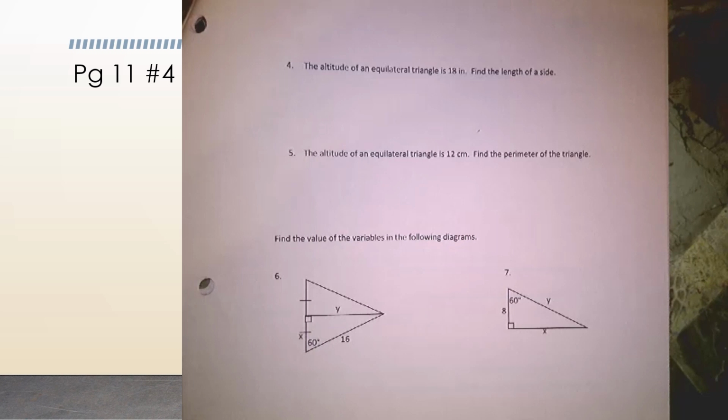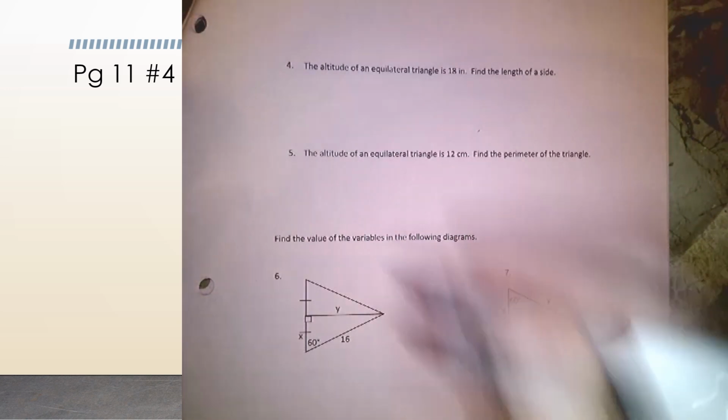All right, so now we're looking at page 11, number 4. It's saying the altitude of an equilateral triangle is 18 inches. Find the length of a side. Well, first thing I'm going to do is draw this out.